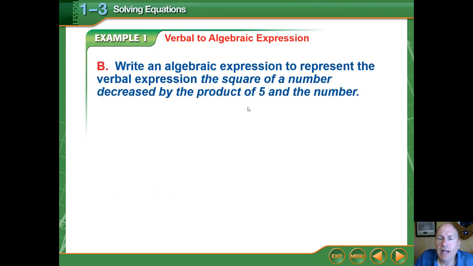Let's look at another example. An algebraic expression to represent the verbal expression, the square of a number decreased by the product of 5 and the number. Okay, so what we have here, we've got to kind of break this up and move from left to right. Well, the square of a number, that means some number squared, to the second power. And then we're going to decrease by, so then we're going to subtract. And finally, we have the product of 5 and that same number. Okay, so now we're multiplying, product. Our answer to this, we have x squared minus, the decrease by the product of 5 and that number, 5x.